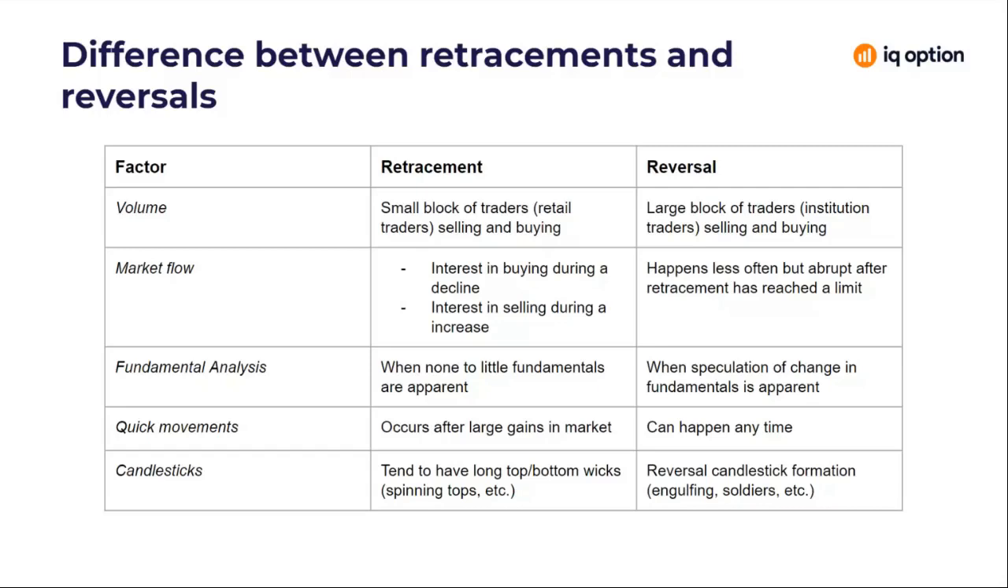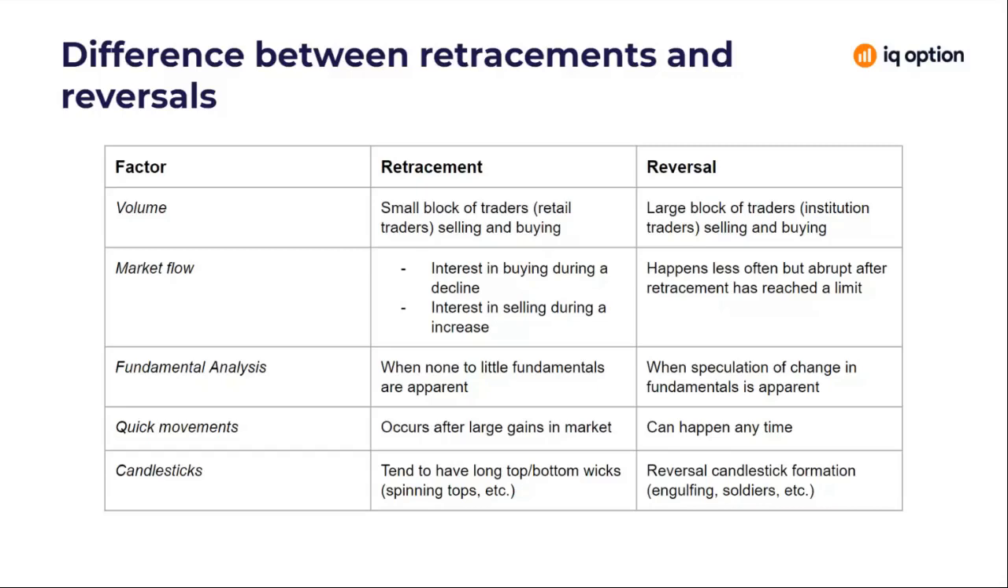How is volume being affected with retracements? Small blocks of traders, retail traders, are selling and buying. This is what keeps the retracements stable. When a reversal happens, however, there's a large block of traders getting involved, institutional traders. They're selling en masse or buying en masse. This is what creates and generates reversals most of the time.